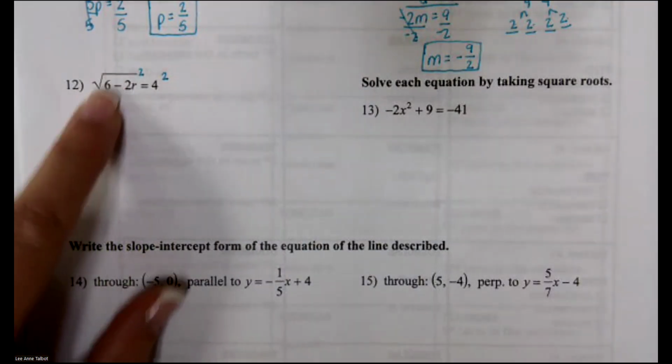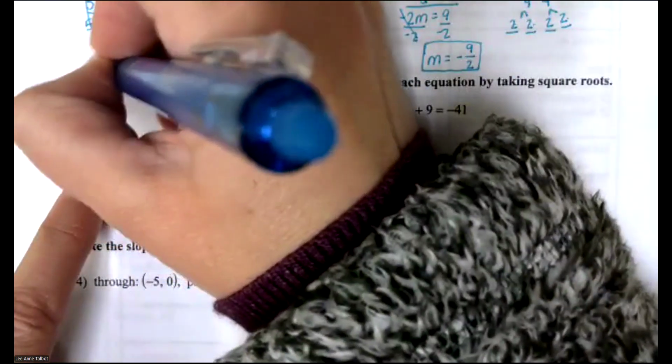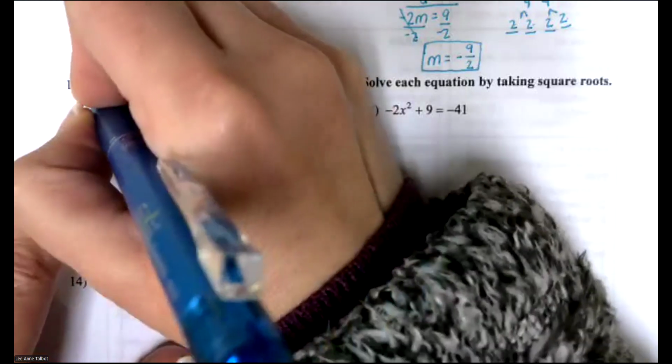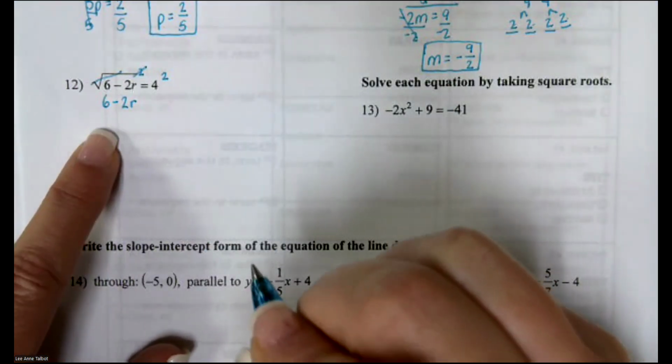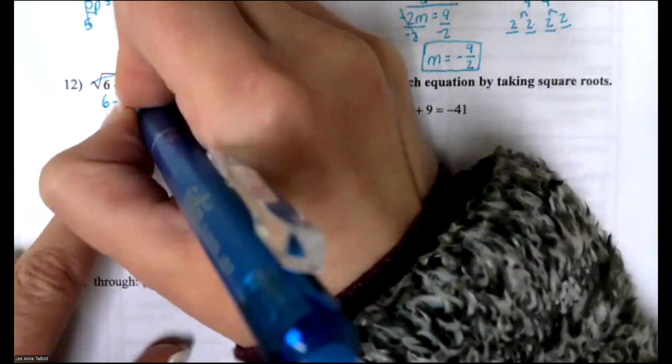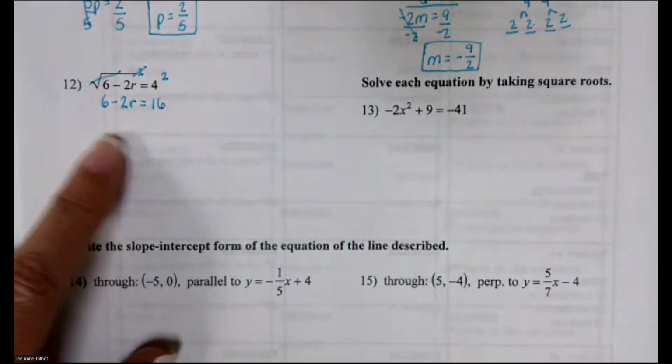Okay, now when you square a square root, the squared and the square root cancel each other out, and you have 6 minus 2r by itself. And then 4 squared is 16.